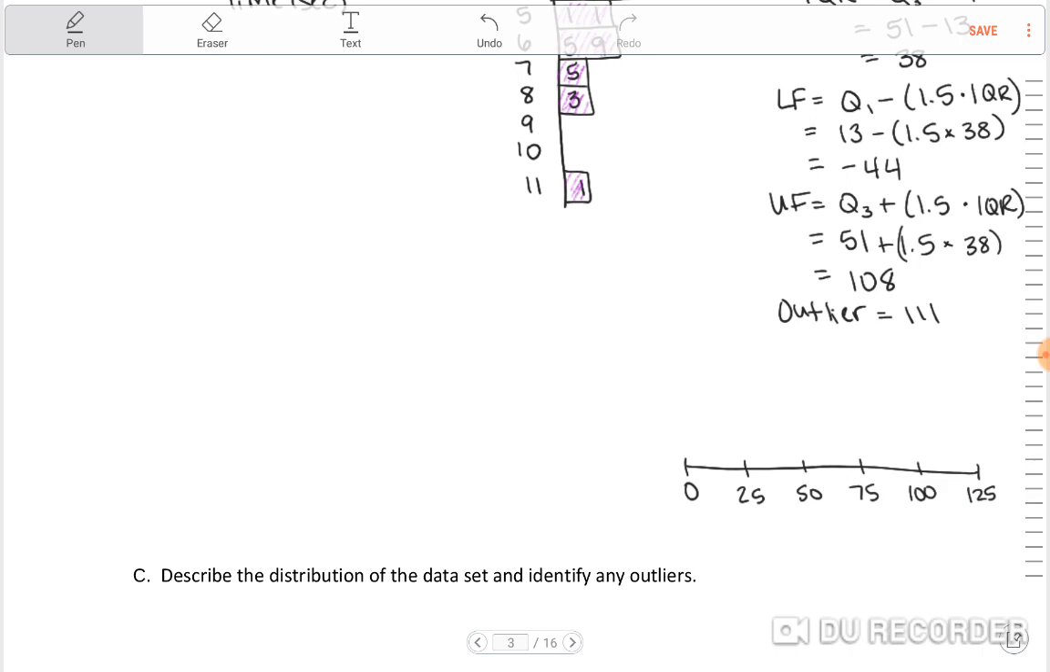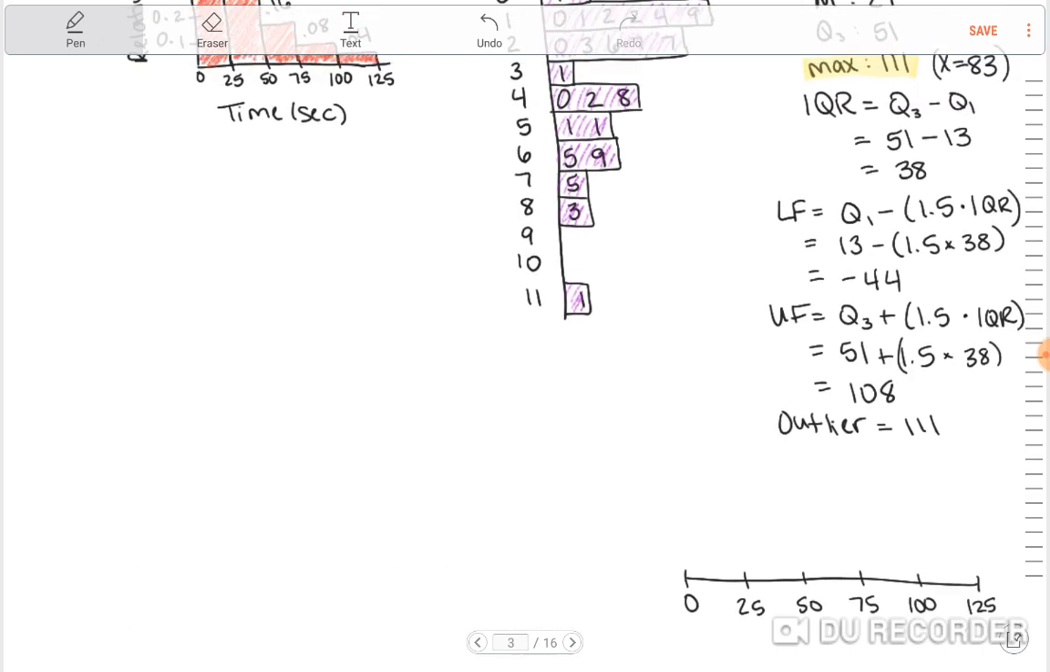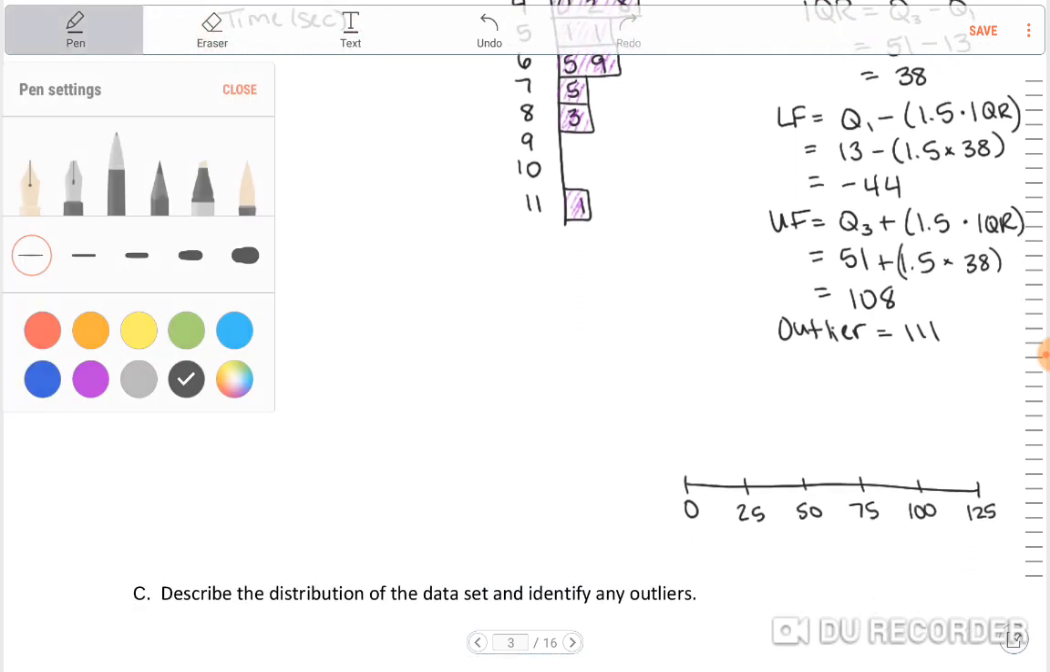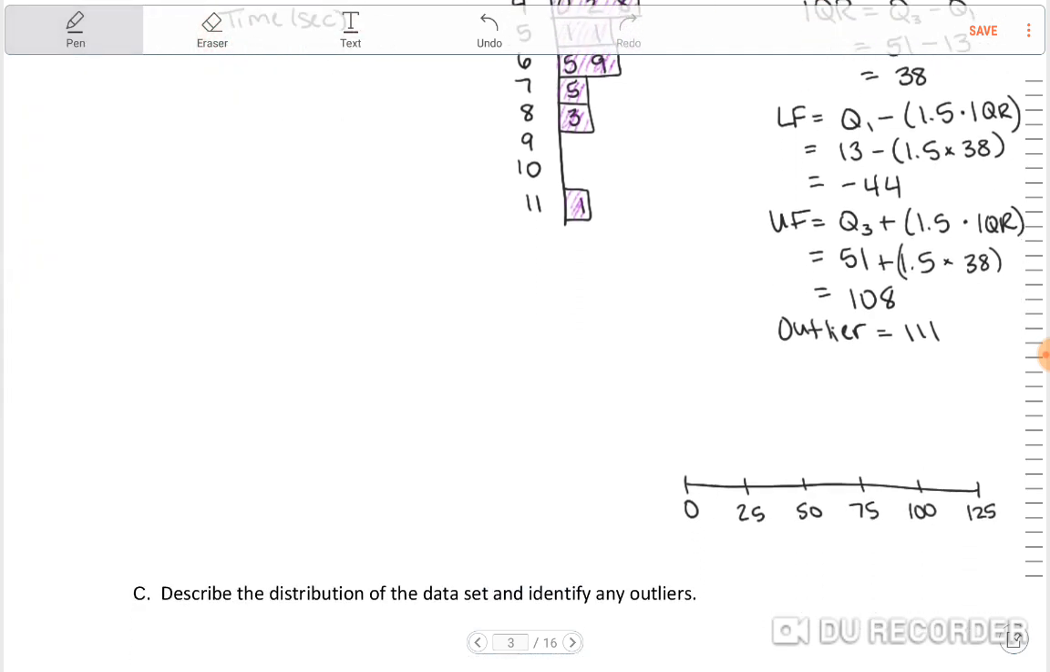I need to put my lowest value on here. My minimum was 4, right? I'll stick with this color. My lowest value is 4. Here's 25, so 4 is going to be pretty close to the 0 here. So we're just going to put a small vertical line to show our minimum value.